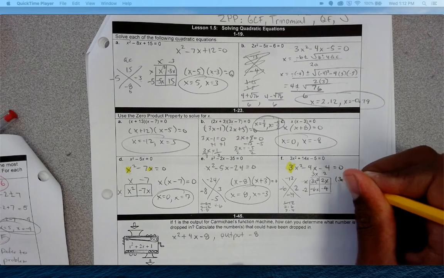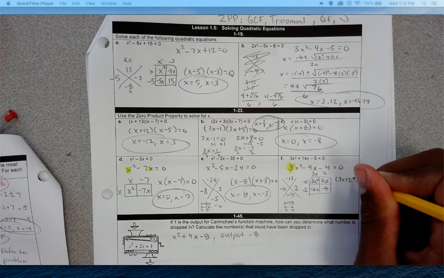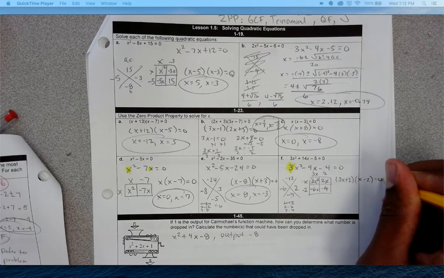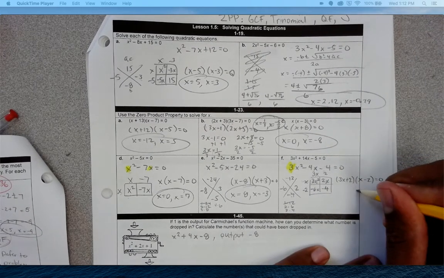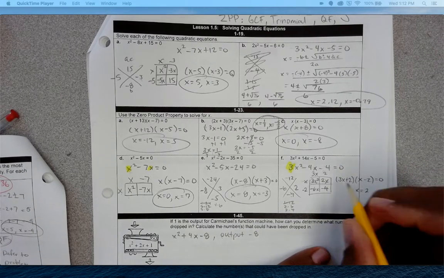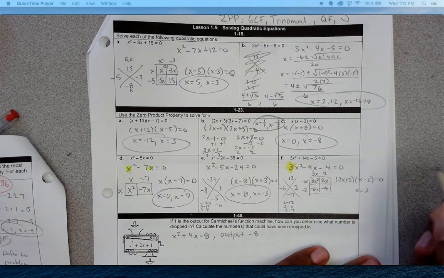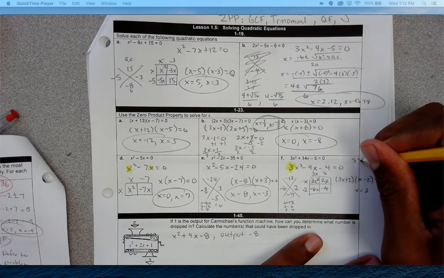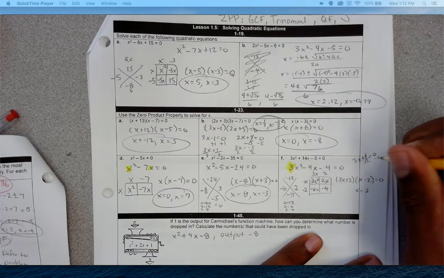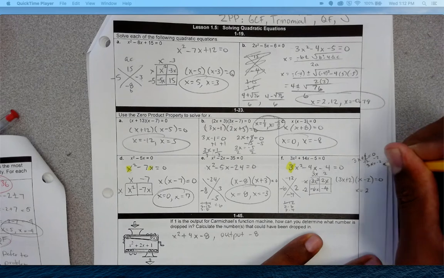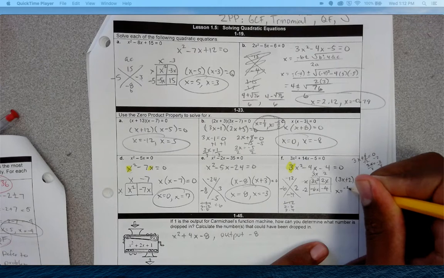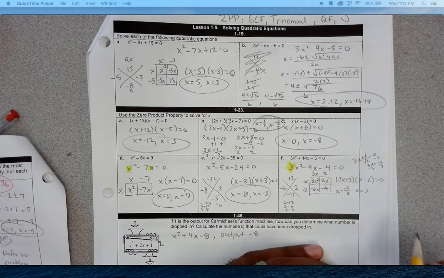So now let's write up those factors. 3x plus 2 and x minus 2 equals 0. Okay, so now I'm going to start with the one on the right because it's easier. It's just x minus 2, so it's positive 2. But this one's not so obvious. 3x plus 2, I'm going to have to solve that by setting it equal to 0, so minus 2. I get 3x equals minus 2, and then divide by 3. So it's negative 2 over 3. That would be my answer.